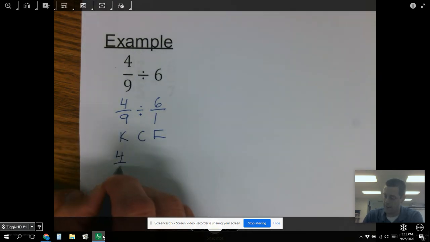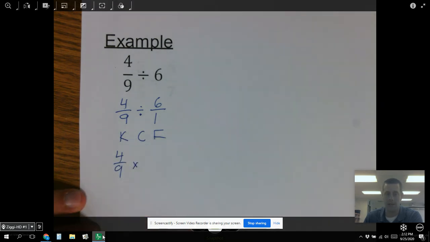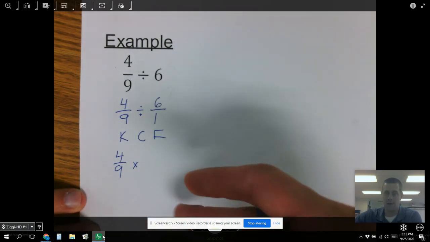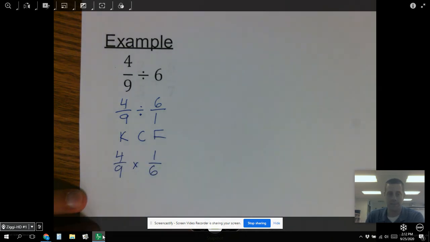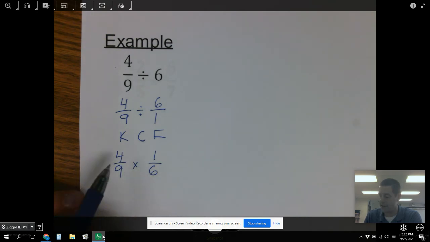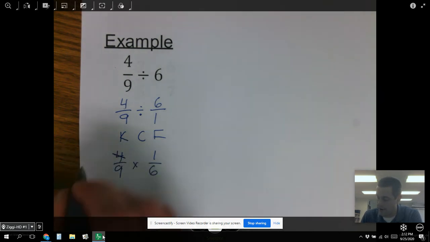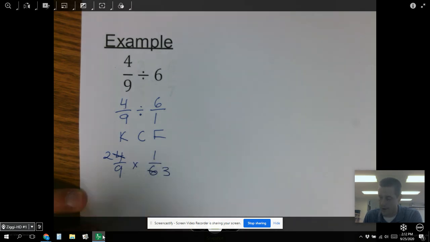Keep the 4/9 the same. Change division to multiplication, and now flip your fraction. 6/1 becomes 1/6. Once you're to this point, we have multiplication. Check your diagonals for any common factors. Here I have a 4 and a 6. They are both divisible by 2, so do that division. 4 divided by 2 is 2, and 6 divided by 2 is 3.